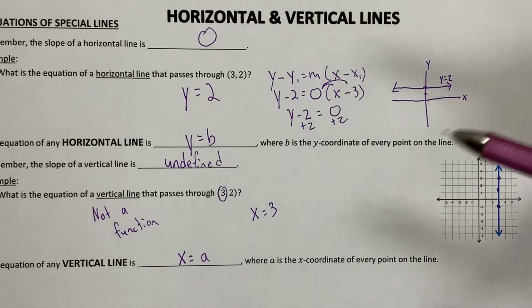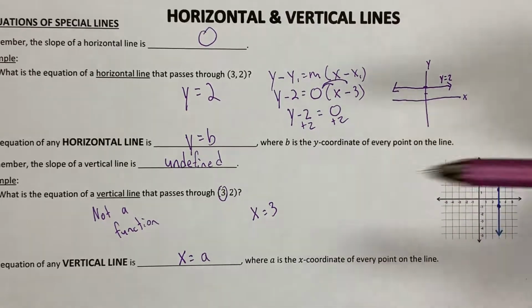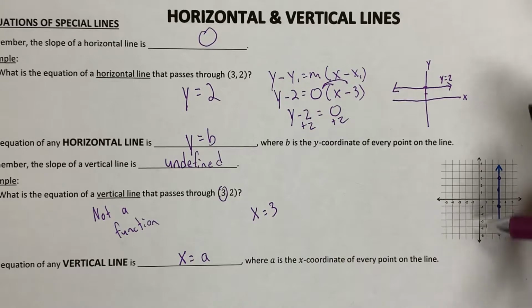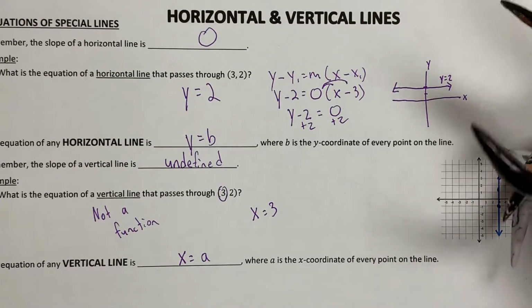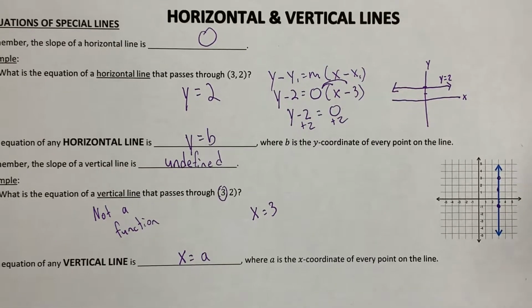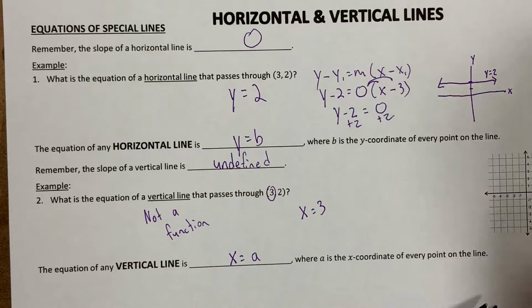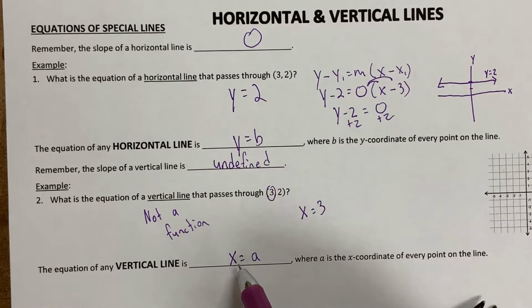So think of the equation. If it's x equal, this equation does not have a y. So it is going to be a line that never touches the y-axis. It goes to x equals 3, and it's a vertical line. So recap, horizontal lines are y equals. Vertical lines are x equal.